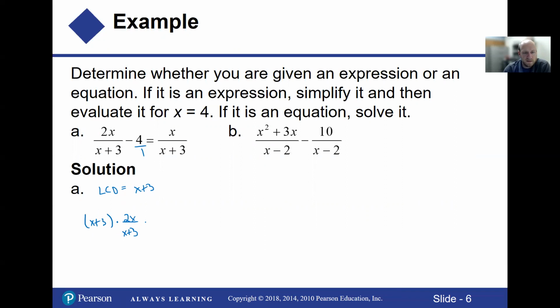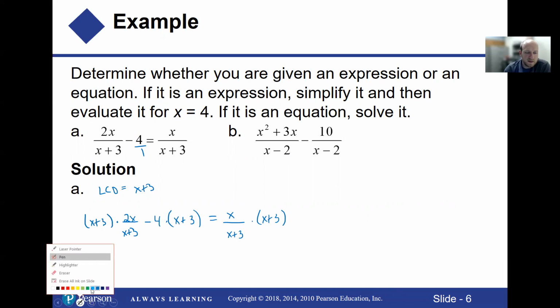Okay, and then I'm going to multiply it by this 4. So I have 4 times the x plus 3. And then I set that equal to x over x plus 3 times that LCD of x plus 3. So you have your LCD 3 times because I have 3 expressions here. Okay, this guy, and this guy.